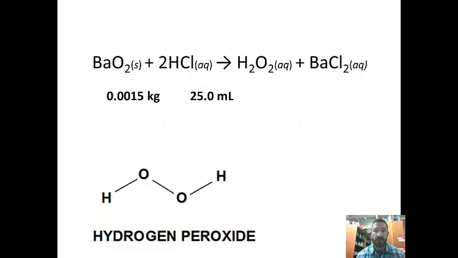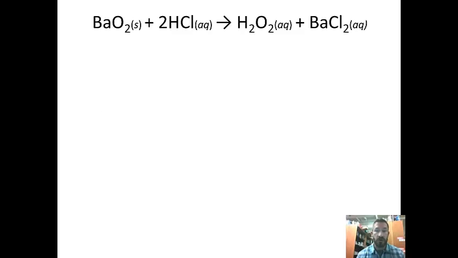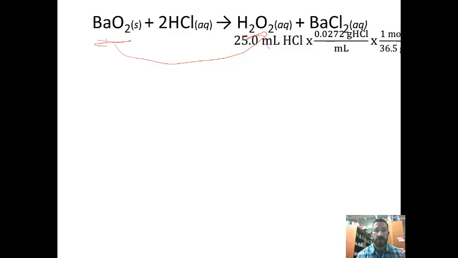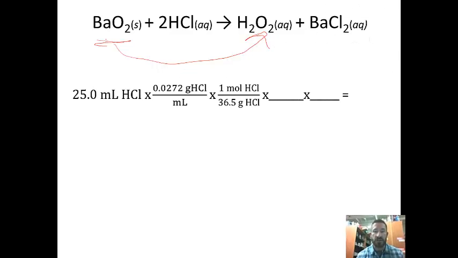So if you start the problem, first we have the balanced reaction. So you want to go from, we'll start with the barium peroxide, and we're going to change that to hydrogen peroxide. So the first step, I've already started out, is you want to change milliliters to grams. Now we do that, we know mass is equal to density times volume, so I took the volume, which is in milliliters, and multiplied by the density, which is in grams per milliliter. Notice milliliters cancel out.